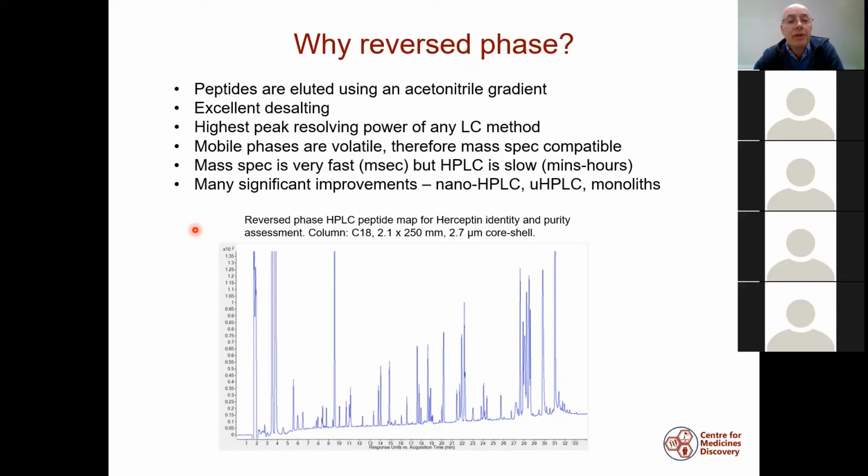Also, something you need to understand is that the mass spec itself, generating a spectrum, is extremely fast. It takes milliseconds. But in comparison, the HPLC the mass spec is coupled to is relatively slow. An HPLC separation may take minutes or even hours. But having said that, there have been many significant improvements in HPLC which have speeded things up tremendously. So there is nano-HPLC, ultra-high pressure HPLC, and also monolithic columns, which allow the system to run much faster.